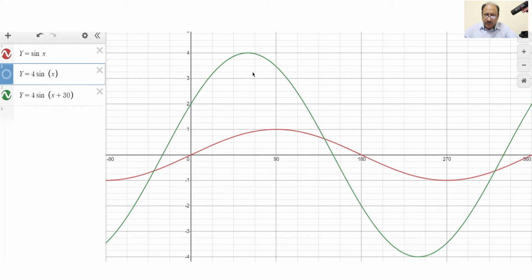So it will be stretching along the y-axis by 4 units and then moving to the left by 30 degrees. And this is how we can better understand the transformation question. The same thing I have copied in the question also. Let us move to the question.